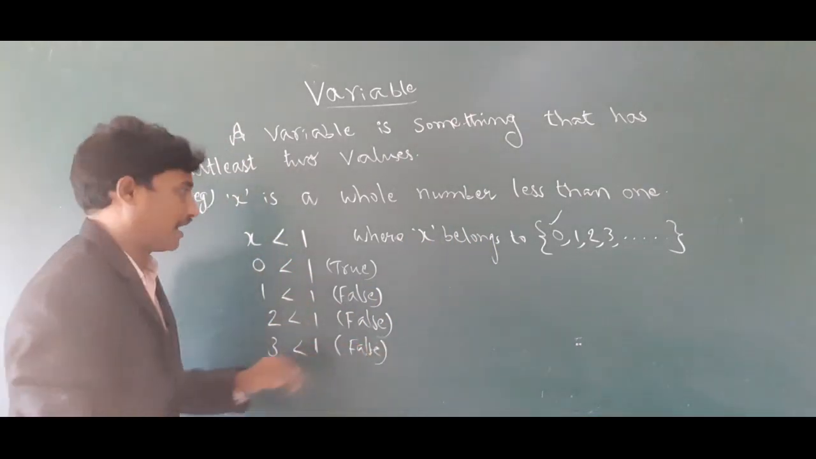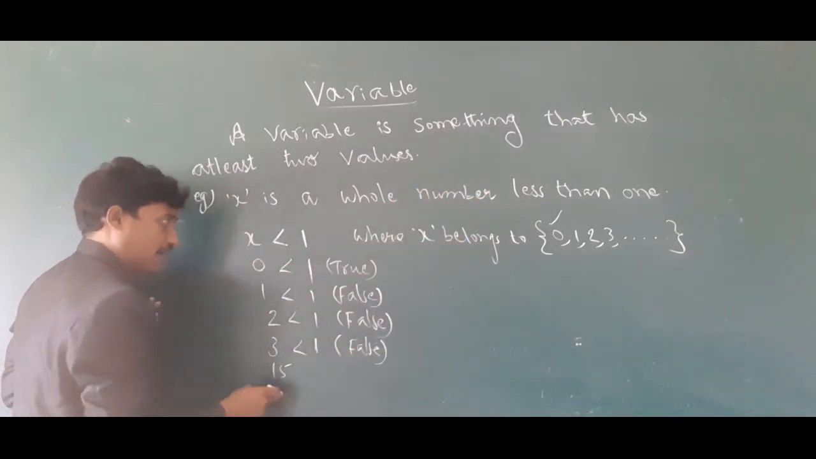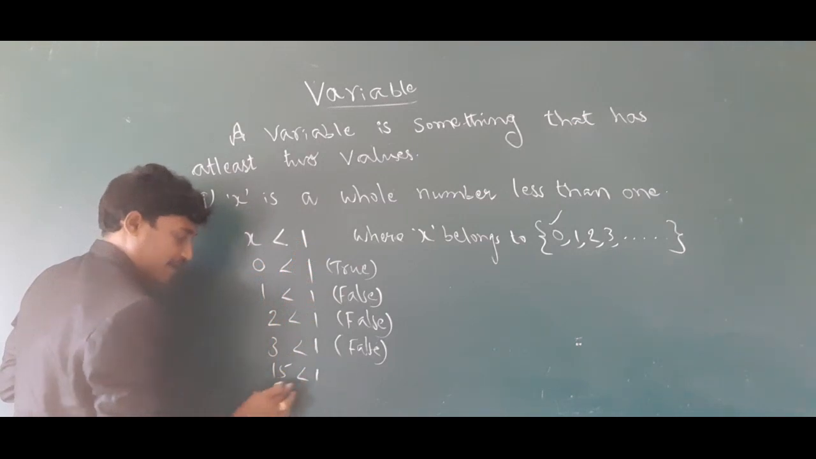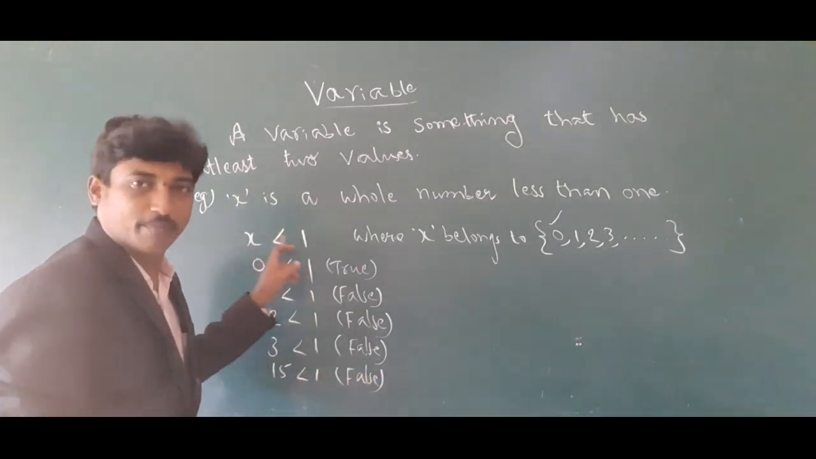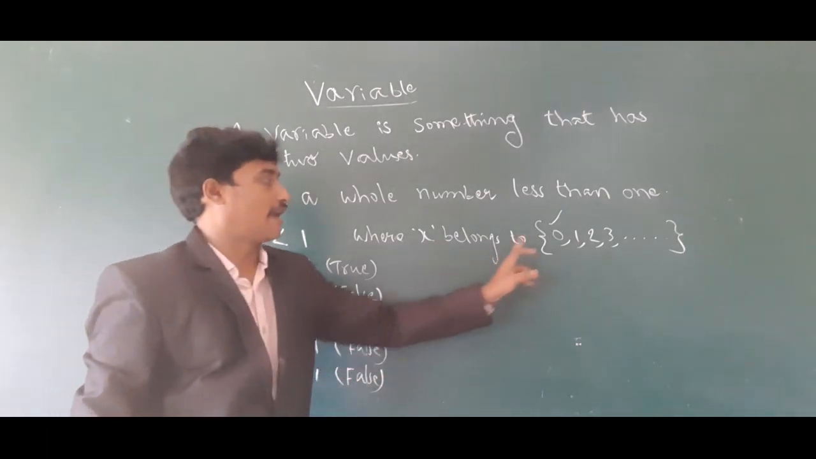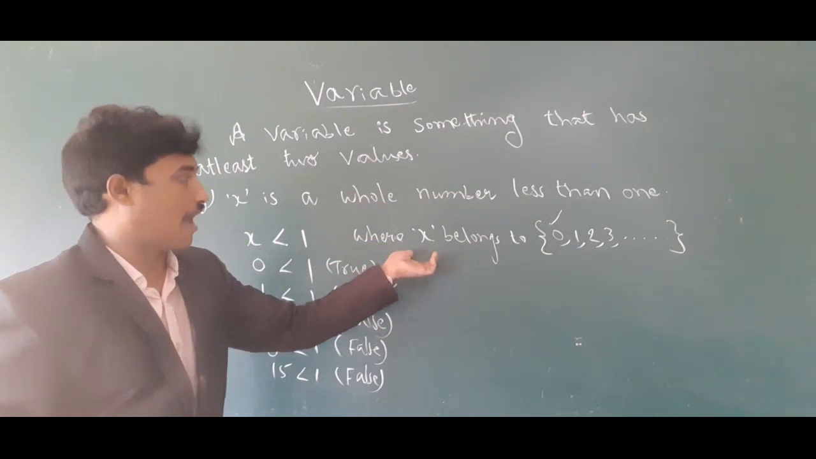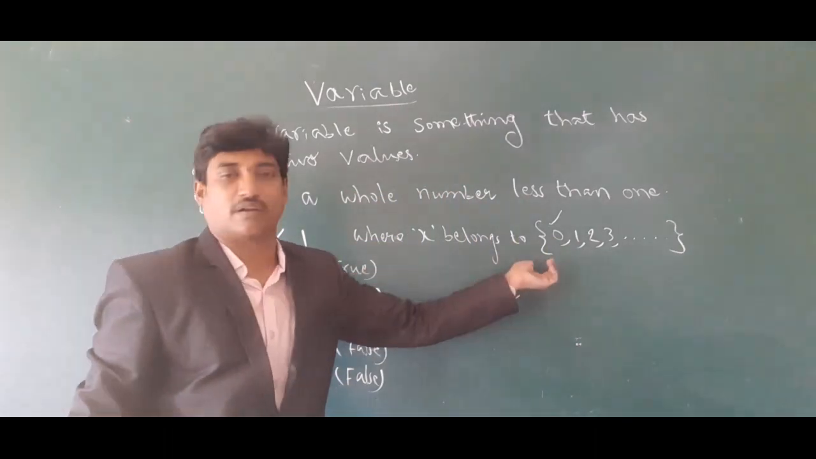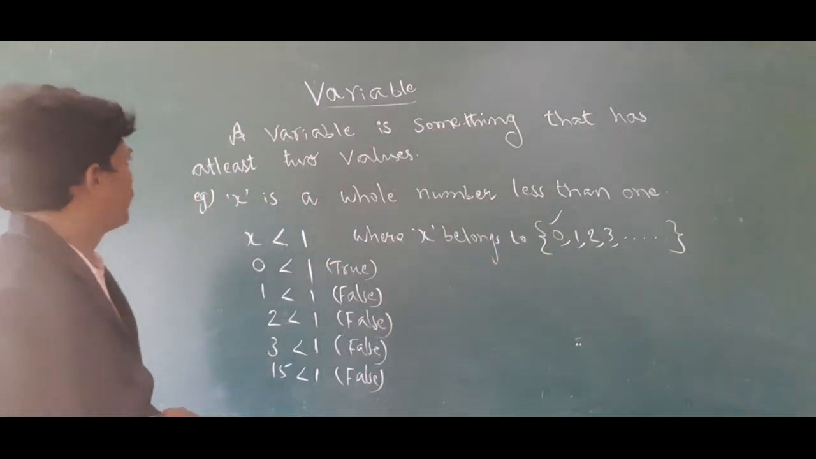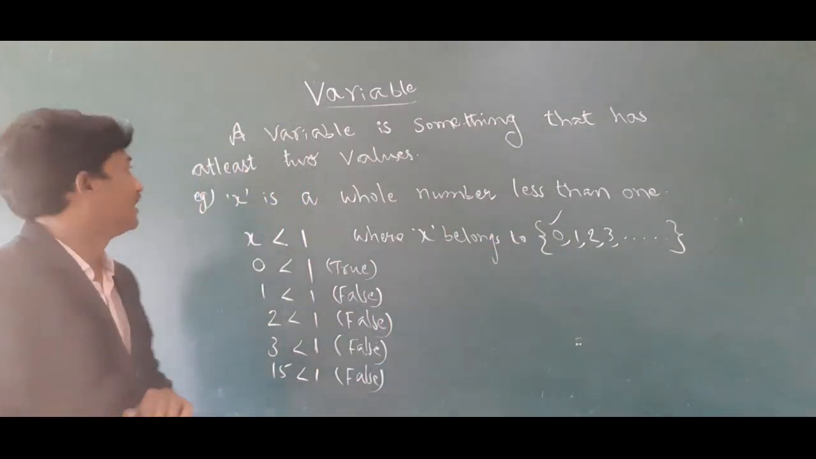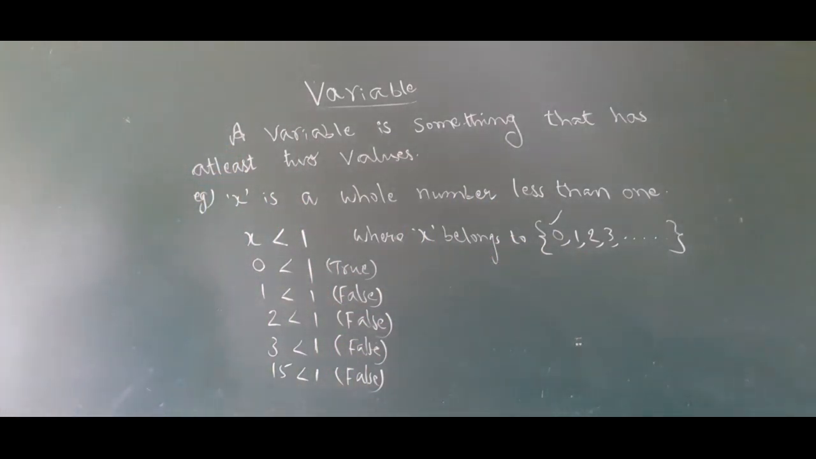In the same way, if you take any whole number other than 0, let me take 15, 15 less than 1 is false. So the given statement is true only when x is 0. But x belongs to the set of whole numbers 0, 1, 2, 3 and so on. So a variable is something that has at least two values.